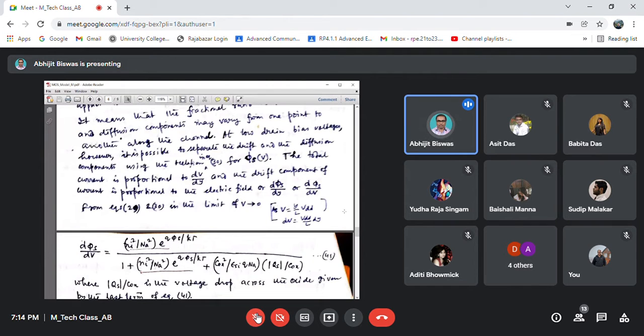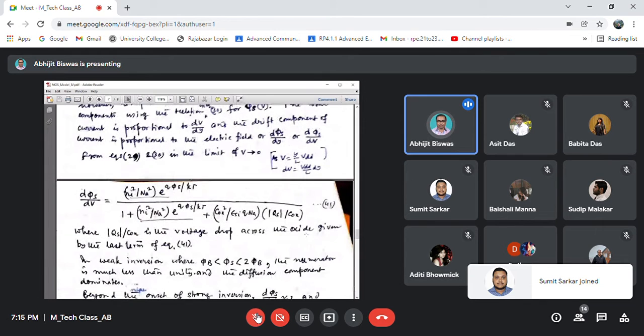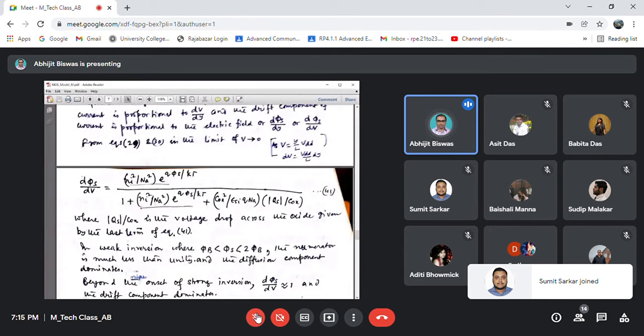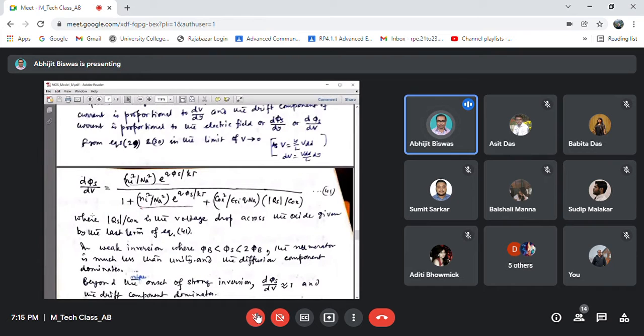And that electric field is proportional to d phi s dy, or it can be transformed to d phi s dv. Both are the same. Now you observe this equation number 41. On the left hand side, what is this? It is basically a term which is proportional to the electric field along the channel. So if this term becomes more, that means it will raise the drift component of electric current.